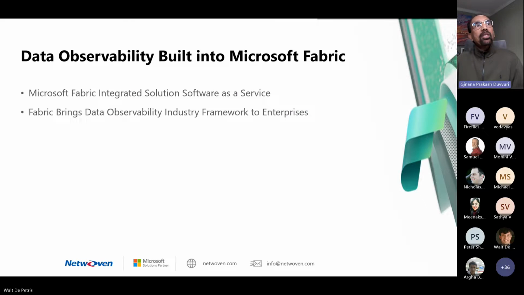Yeah. When we talk about these basic fundamentals, what is data observability, what is data governance, and then how they support each other, right now we are shifting a gear into data observability built into Microsoft Fabric. That's what we are going to discuss. Microsoft Fabric is an integrated solution, software as a service, which brings the data observability industry framework to the enterprise. Next slide, please.